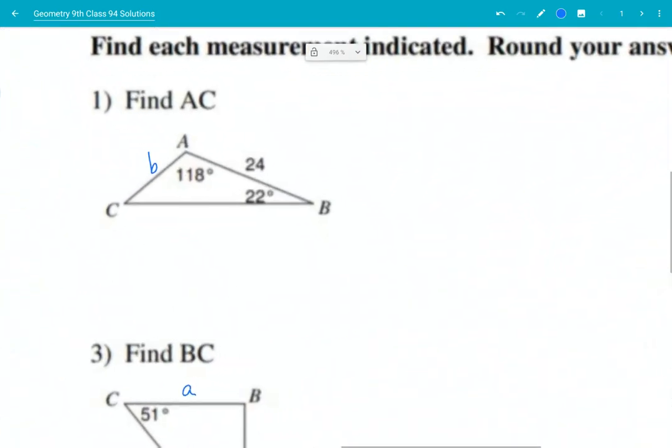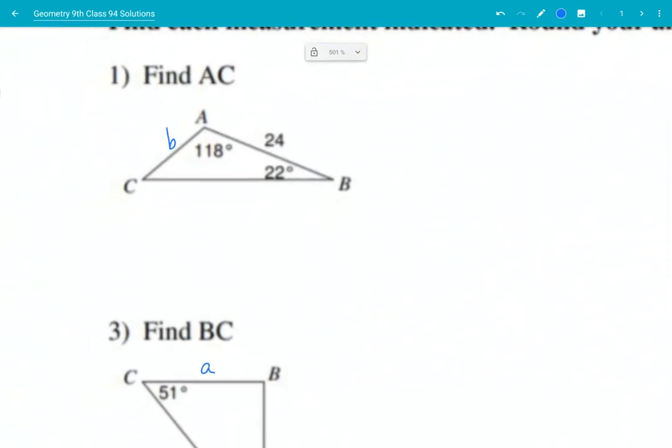Okay, so I see that we have, now this is actually the problem that we did in the notes, but I see that we have an angle and a side, and then we don't have this angle, but we have the side that's opposite that angle. So first of all, I want to find angle C. So we know that there's 180 degrees in a triangle.